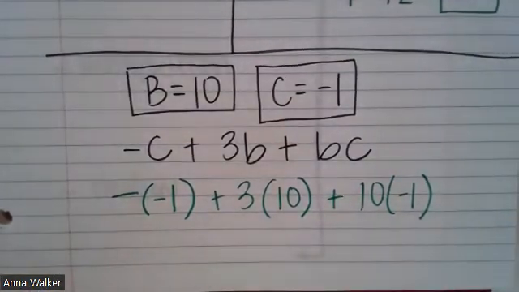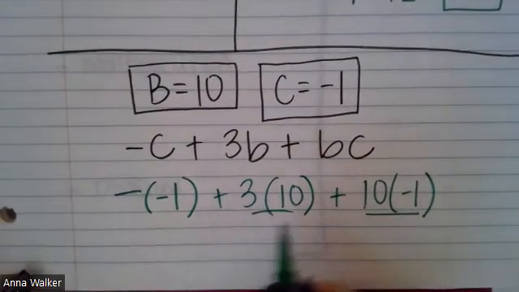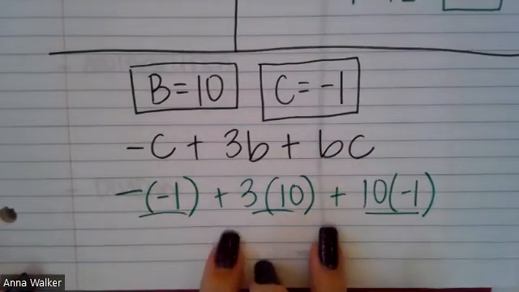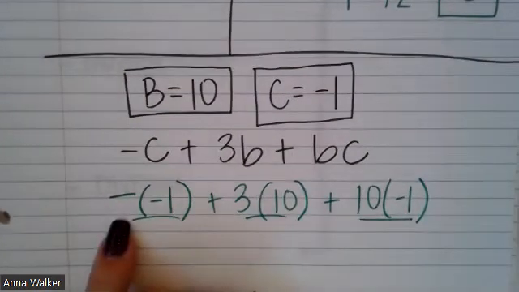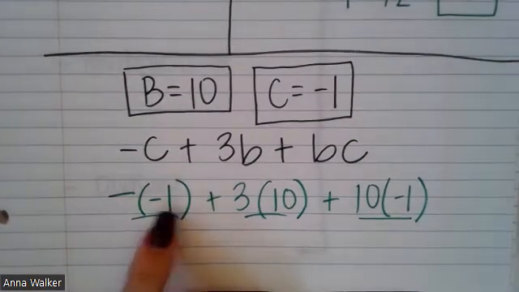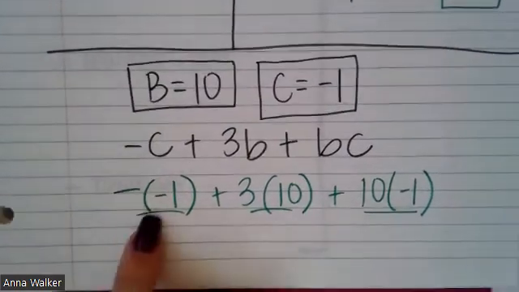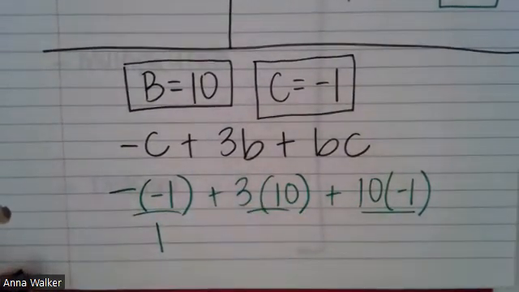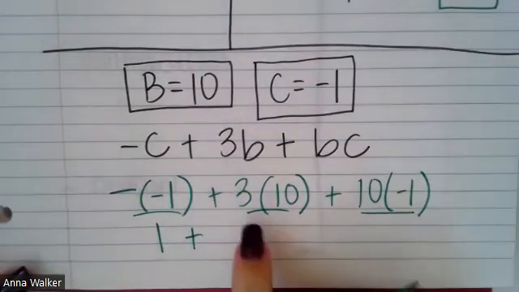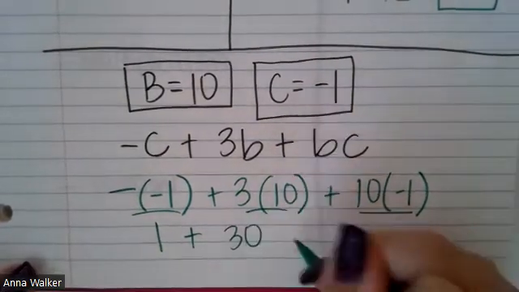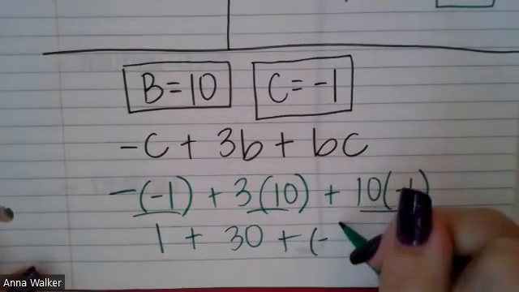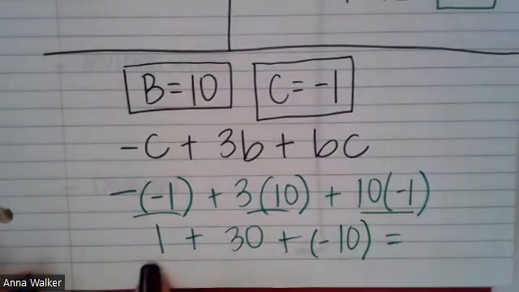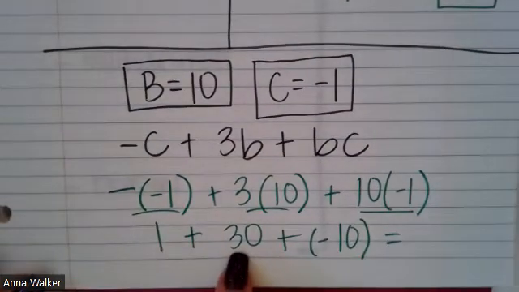Okay, now I'm going to go through and solve my order of operations problem. So I need to do all of these small multiplication problems before I do my adding. I have a negative on the outside here, but I also have a negative on the inside here. So this is the same thing as negative 1 times negative 1. So these negatives essentially cancel out, and this is going to be positive 1. So we have positive 1 plus 3 times 10, which is 30, plus 10 times negative 1, which would be negative 10.